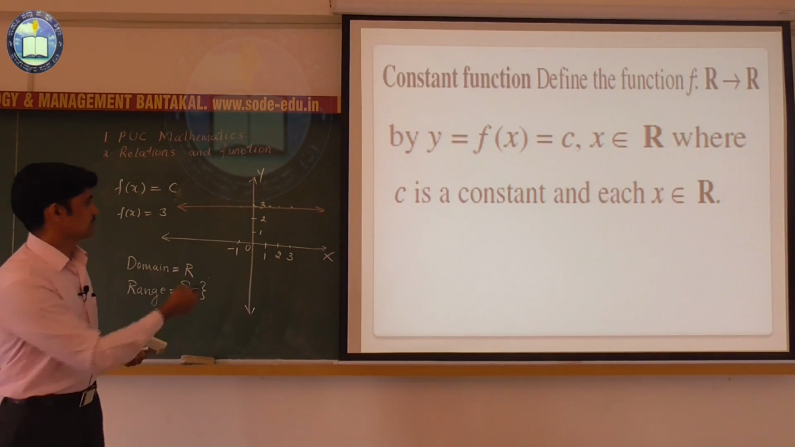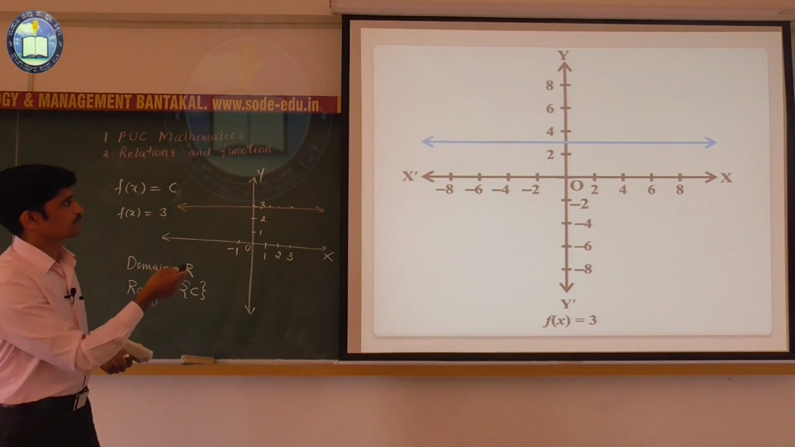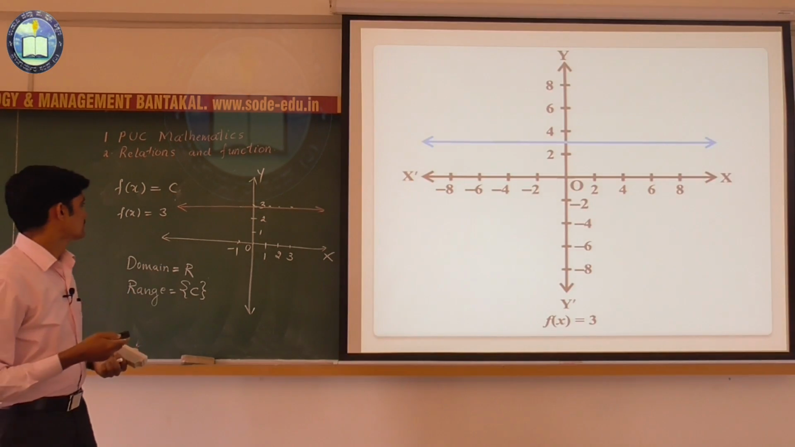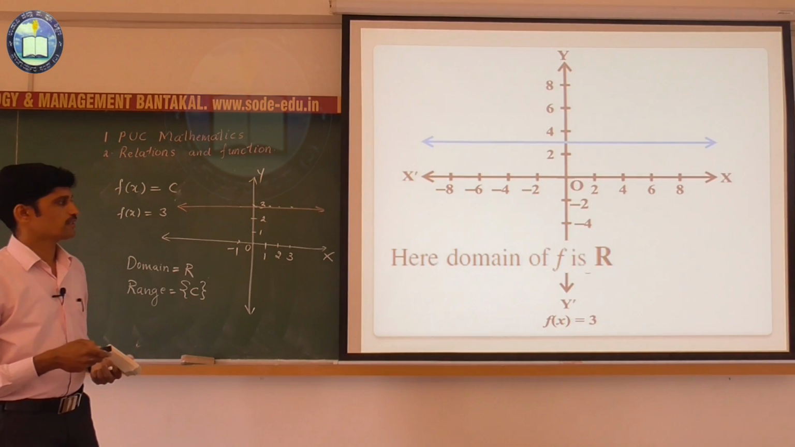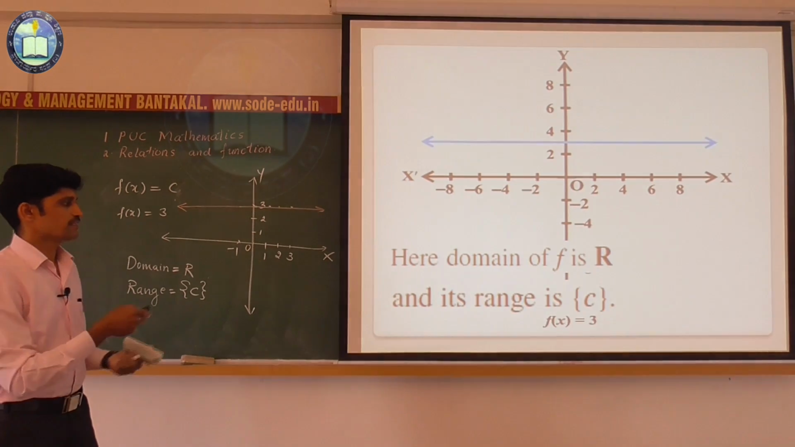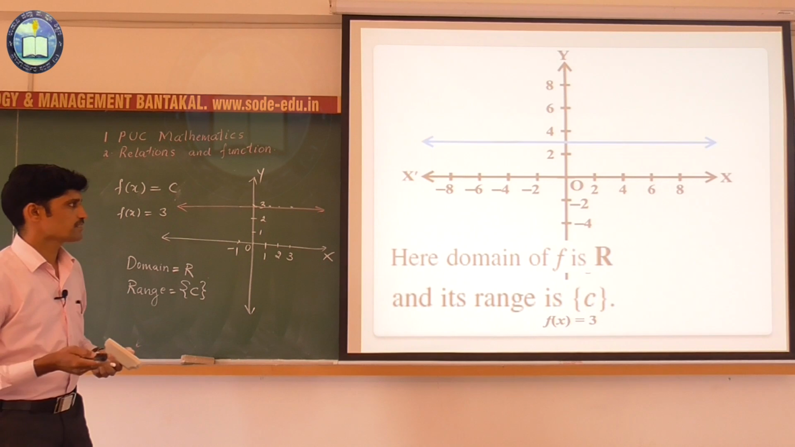We can see that graph on the board here. The domain of this function is R, and its range is a single element set containing the element c.